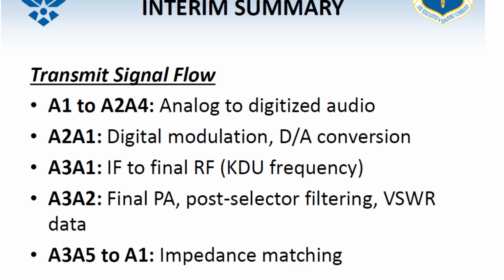And then we have the A3A2, which is our final PA, our final power amplification, which we really only use if we have an external PA connected. We then go to the post selector filtering. That's our filtering that happens at the end, hence post. And then we get our VisWare data there, which is then passed on to the A3A5 antenna coupler and used for impedance matching. It uses that to switch between various inductors and capacitors in order to get the correct electrical signal sent out and the RF sent to our distant end.